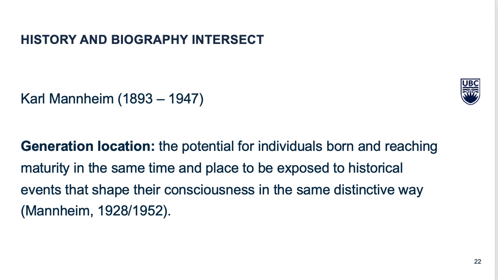Mannheim extended this idea with the idea of generation location, defined here as the potential for individuals who are born and reach maturity, so who are teenagers basically, in the same time and place, to be exposed to historical events that shape their consciousness in the same distinctive way.